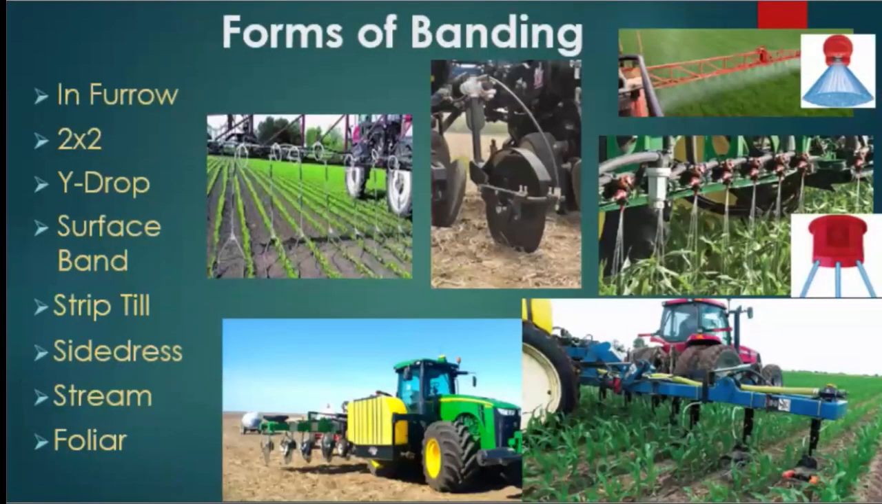Different forms of banding. There's everything from in-furrow, 2x2, side dress, stream, wide drop, foliar. Those are all actually forms of banding. They all get the product or the nutrient where you need it. So different nutrients may need a different method of application.